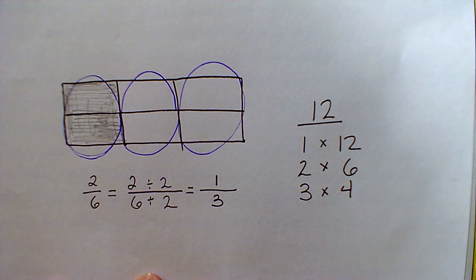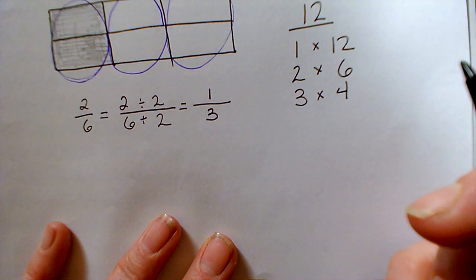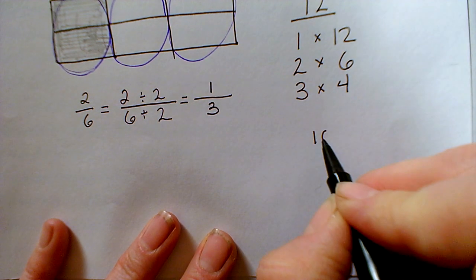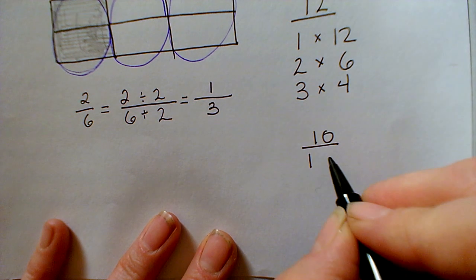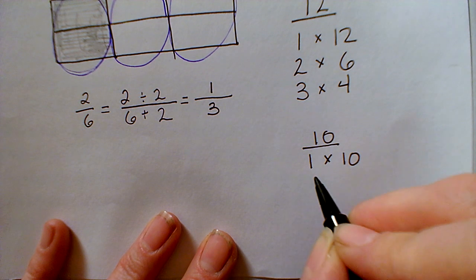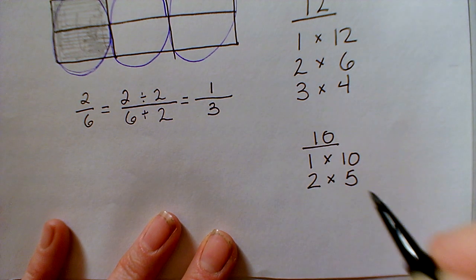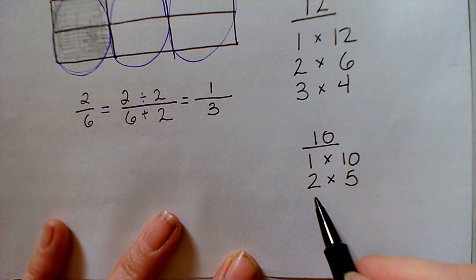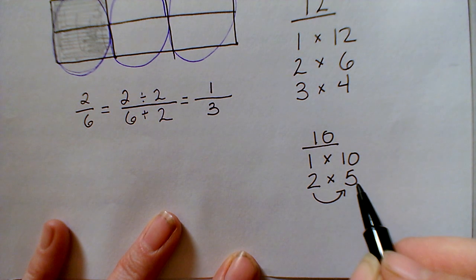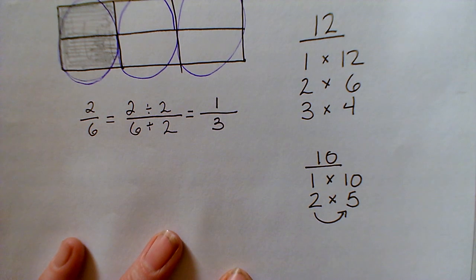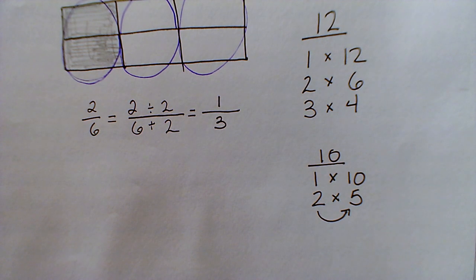Let's try one more example. Let us try 10. And you'll know why I'm using these numbers in a second. So I'm going to try 1. 1 and 10 works. Does 2 work? Yes. 2 and 5. Does 3 work? Nope. 10 is not divisible by 3. Does 4 work? Nope. 10 is not divisible by 4. Does 5 work? Yes. But I've looped around. Once I come over here to this column with my numbers, you know you're done. So this was a way for us to make sure that we always found all of our factors.